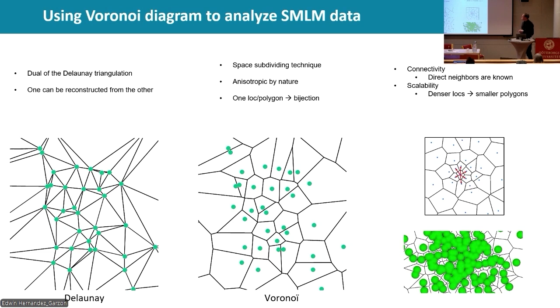And the Voronoi diagram has some really nice features, like the connectivity: by construction, you know that this localization here is a neighbor to this localization here because they share one edge on the polygon. And you have the scalability, where the denser the localizations are, the smaller the polygon will be, which would not be the case if you used an image, obviously.